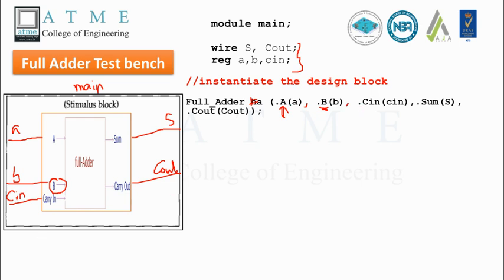Then dot C in, which is the carry in of the full adder, is connected to small cin, which is the variable in the stimulus block. Likewise, the sum and carry out of the full adder are also connected to S and C out of the stimulus block. So this is the connection by name. This method is referred to as connection by name, which is useful if you have more pins, where the order of the connection doesn't matter, but you have to specify both the instance port name as well as the stimulus block variable's name while establishing the connection.